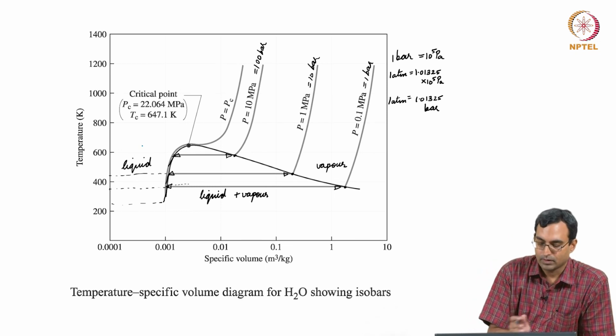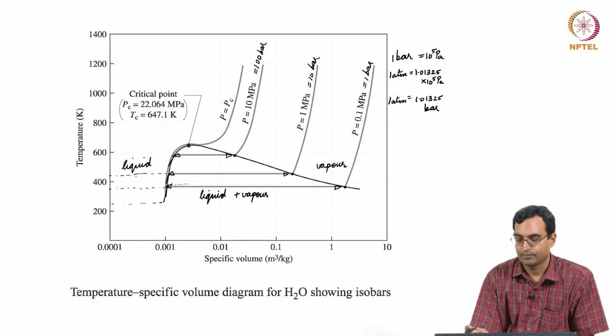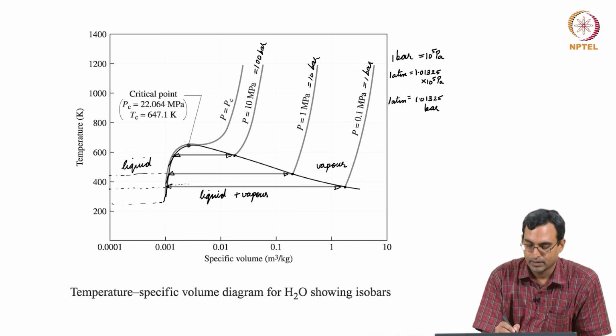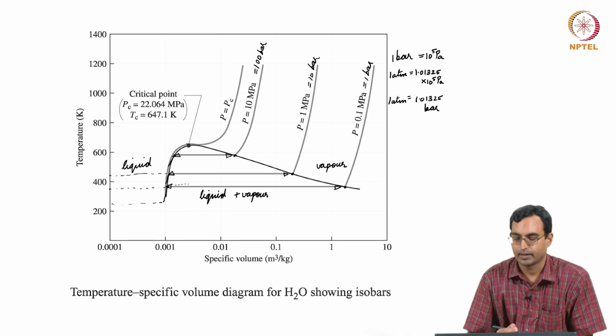At pressures below this, to the left we have liquid, to the right we have vapor, below we have liquid and vapor, here we have water at the critical point, and above it we have supercritical water.